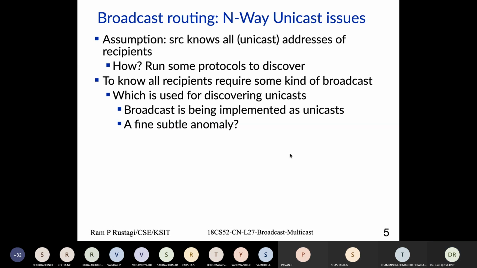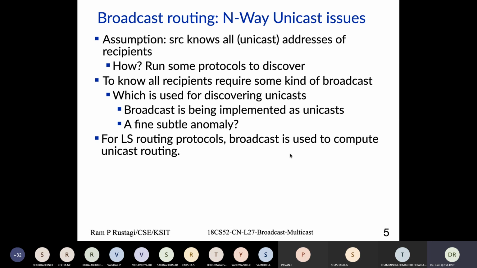Further, when you send an OSPF packet, a link state packet, or distance vector routing packets, those packets were sent as broadcast so that anybody on the router would receive them. So we were building unicast delivery using broadcast. Now we are saying we'll implement broadcast delivery using unicast, just the reverse. That is a completely reverse process, and the two cannot go together. It's kind of a chicken and egg problem.